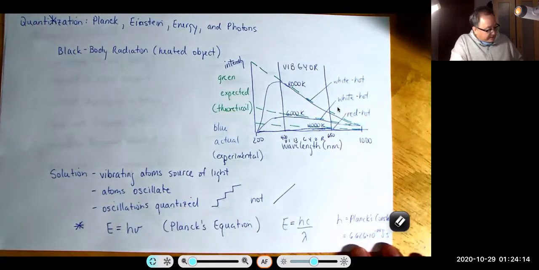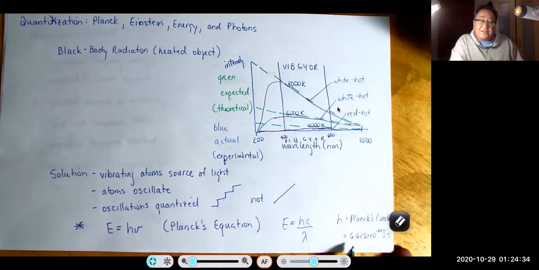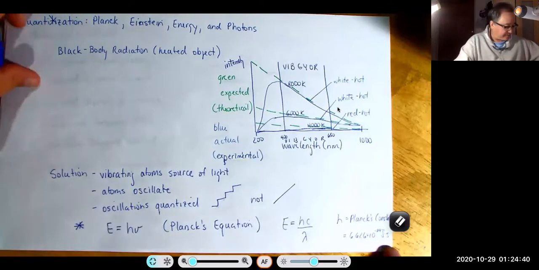So what do we get out of this? We've got something called Planck's equation. I'm not sure how to pronounce the name. Basically you get that the energy is equal to h nu, where h is Planck's constant and nu is frequency. We can rewrite this as the energy is equal to hc over lambda, and Planck's constant is this value here, 6.626 times 10 to the minus 34 joule seconds.